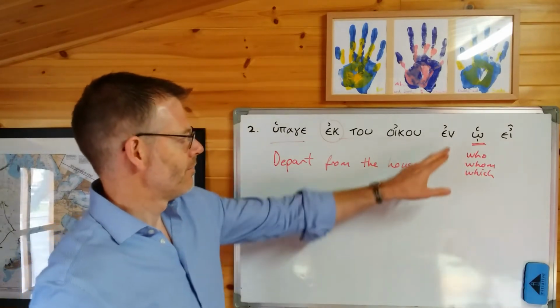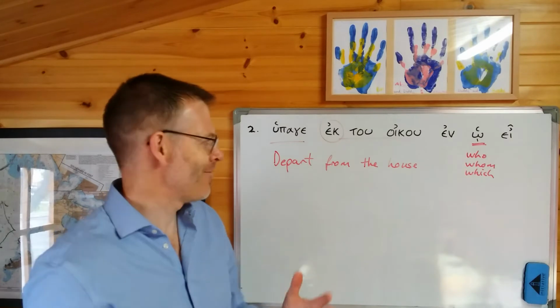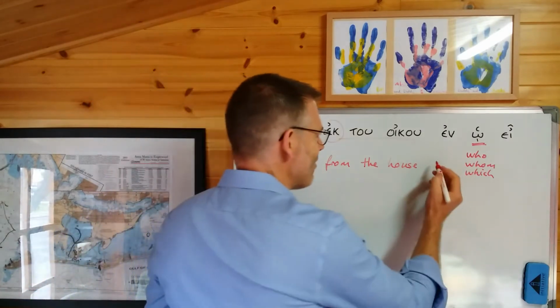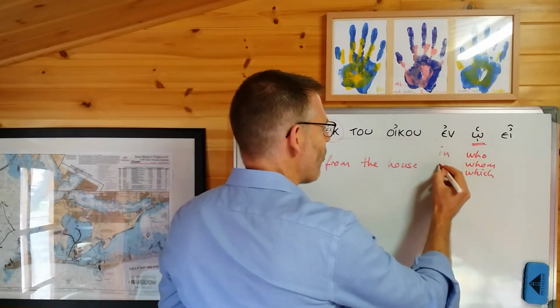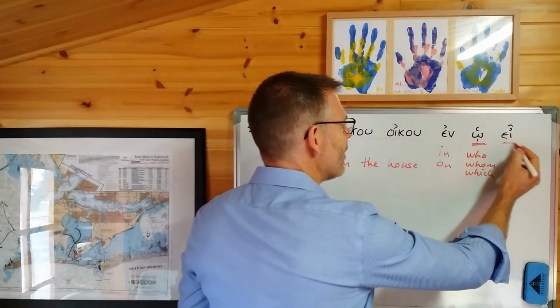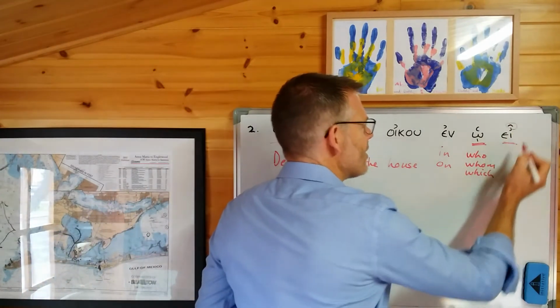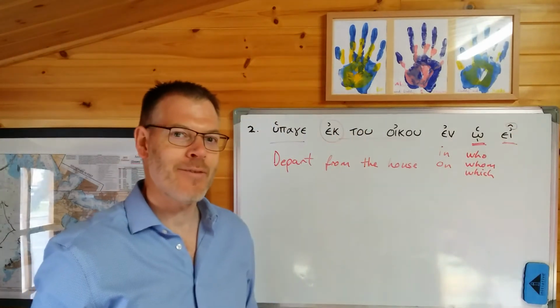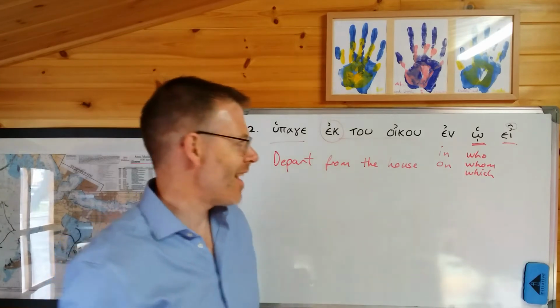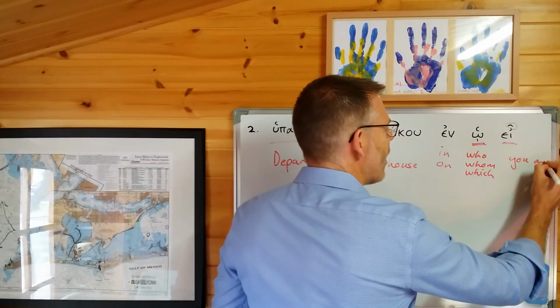Right. En, ei, a. How can five letters be so confusing? Don't worry. En means in or on or something of that kind. Ei is a verb. You know this from eimi. You can tell because of the circumflex up here, which distinguishes it from the word ei, which means if.